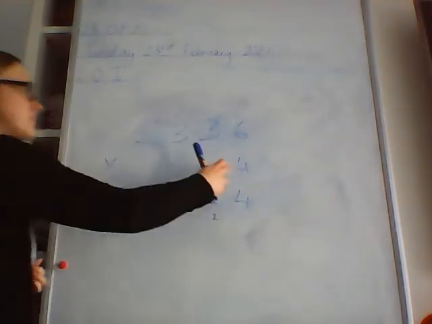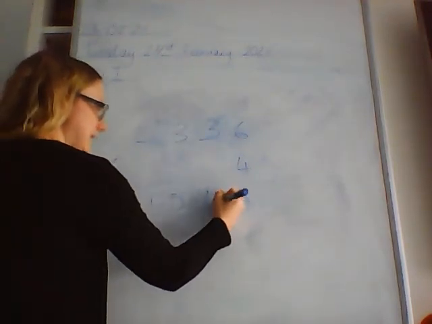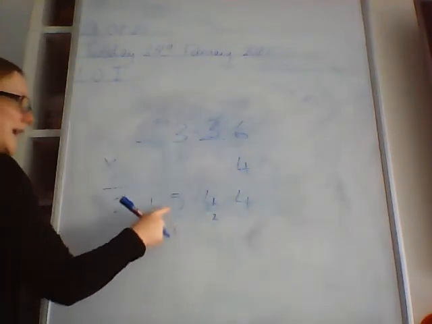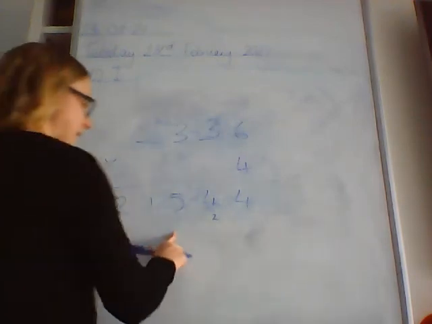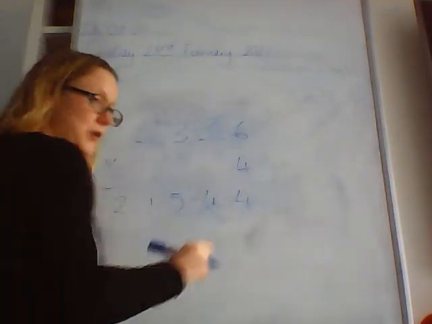trial and error. 4 times 3 is 12. Add the 2 would be 14. Carry the 1. 4 times 3 is 12. Add the 1 is 13. So I can't be correct there. I need to get that out, and I had another option here. I need to remove everything I've done.